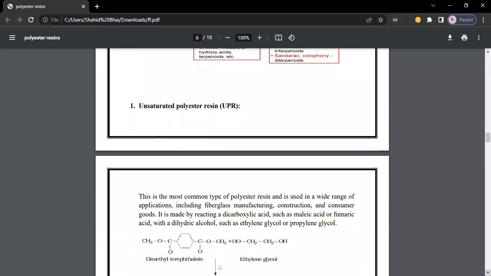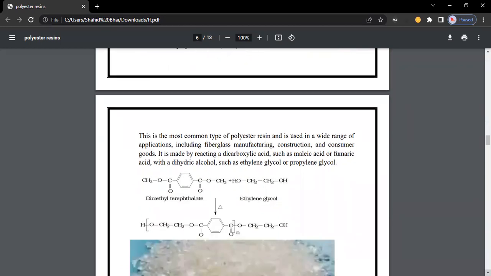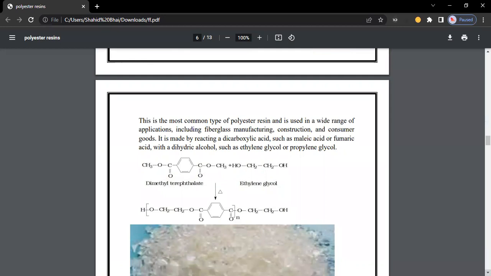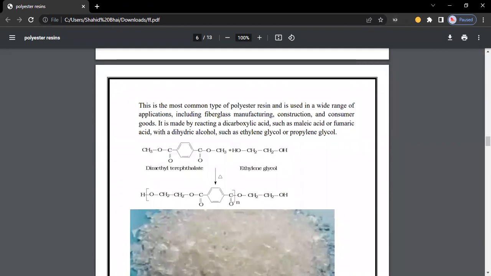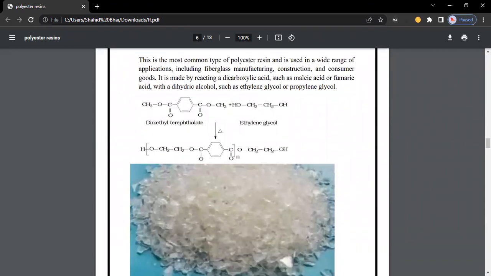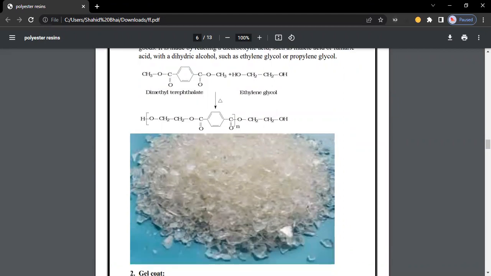Now we discuss the detailed information about the unsaturated polyester resin, UPR. It is the most common type of polyester resin and is used in a wide range of applications, including fiberglass manufacturing, construction, and consumer goods. It's made by reacting a dicarboxylic acid such as maleic acid or fumaric acid with a dihydric alcohol such as ethylene glycol and propylene glycol.